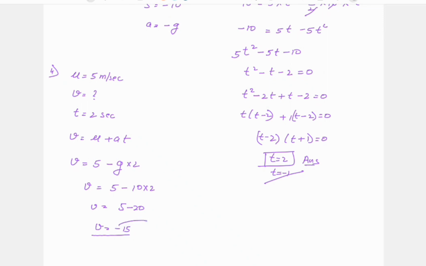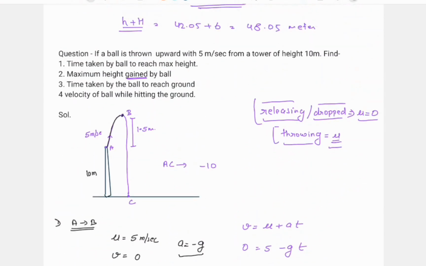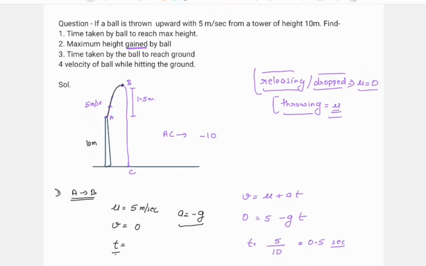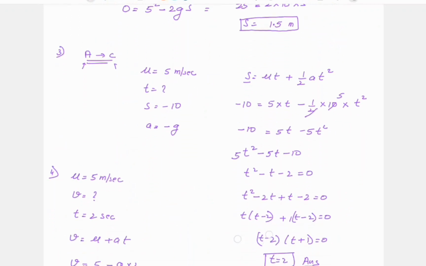What do you mean by minus 15? It's downward. Now it is hitting the ground like this. It means that the minus sign represents downward here. It is hitting the ground in a downward direction. That's why I'm getting a minus sign over here. Okay, this is a very basic question, and all the concepts I have discussed in this question. Now look at the next question.